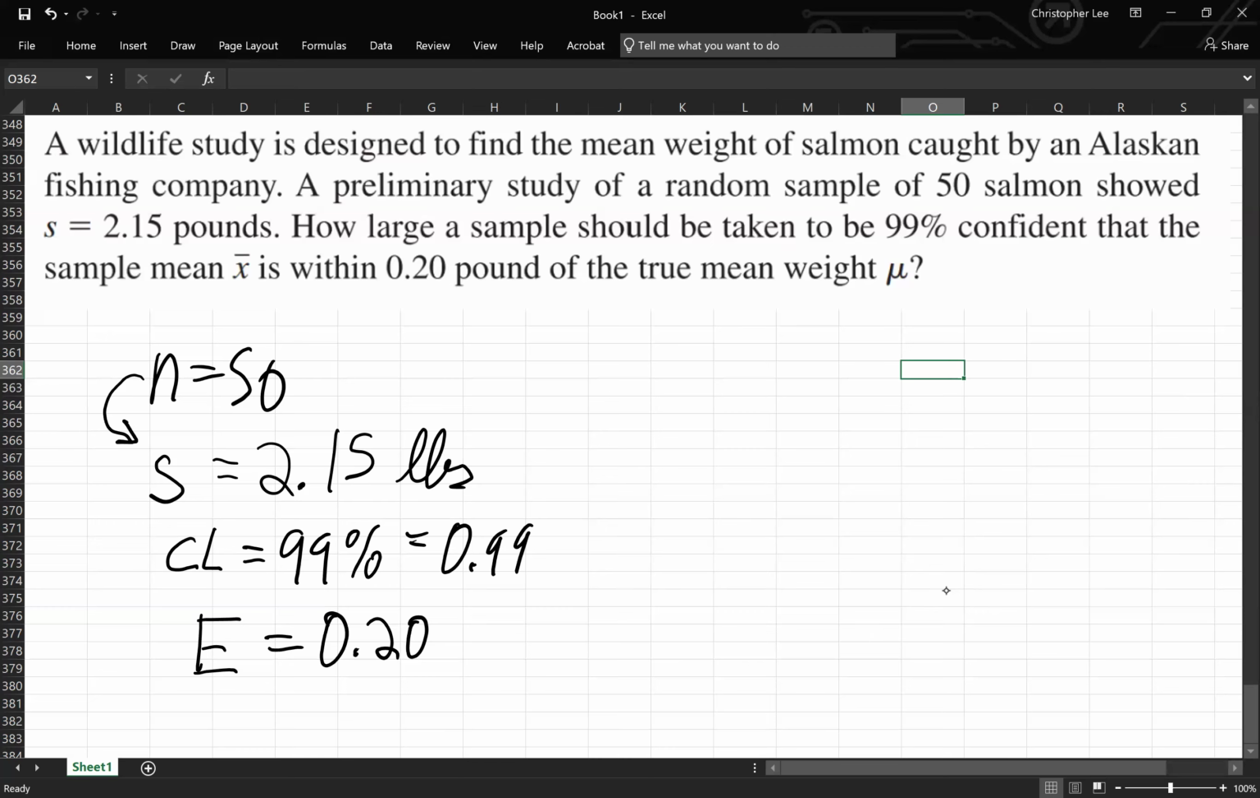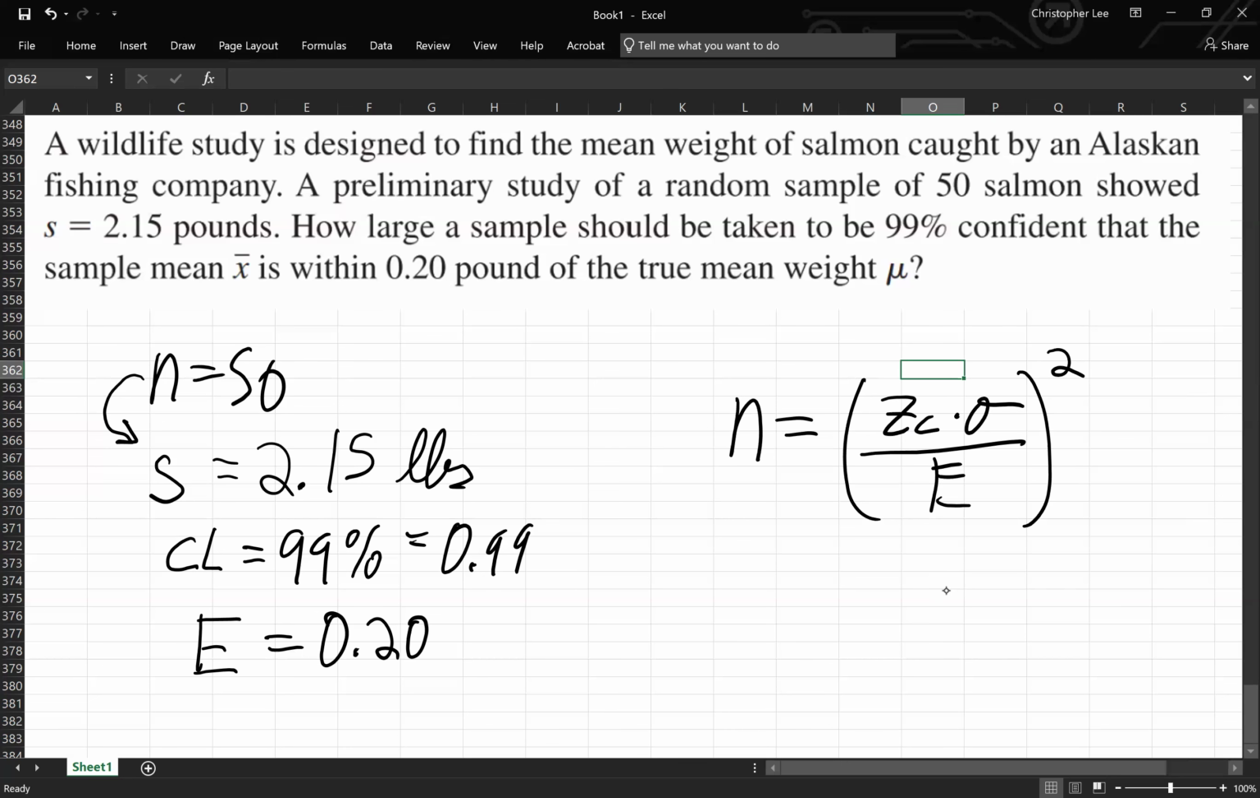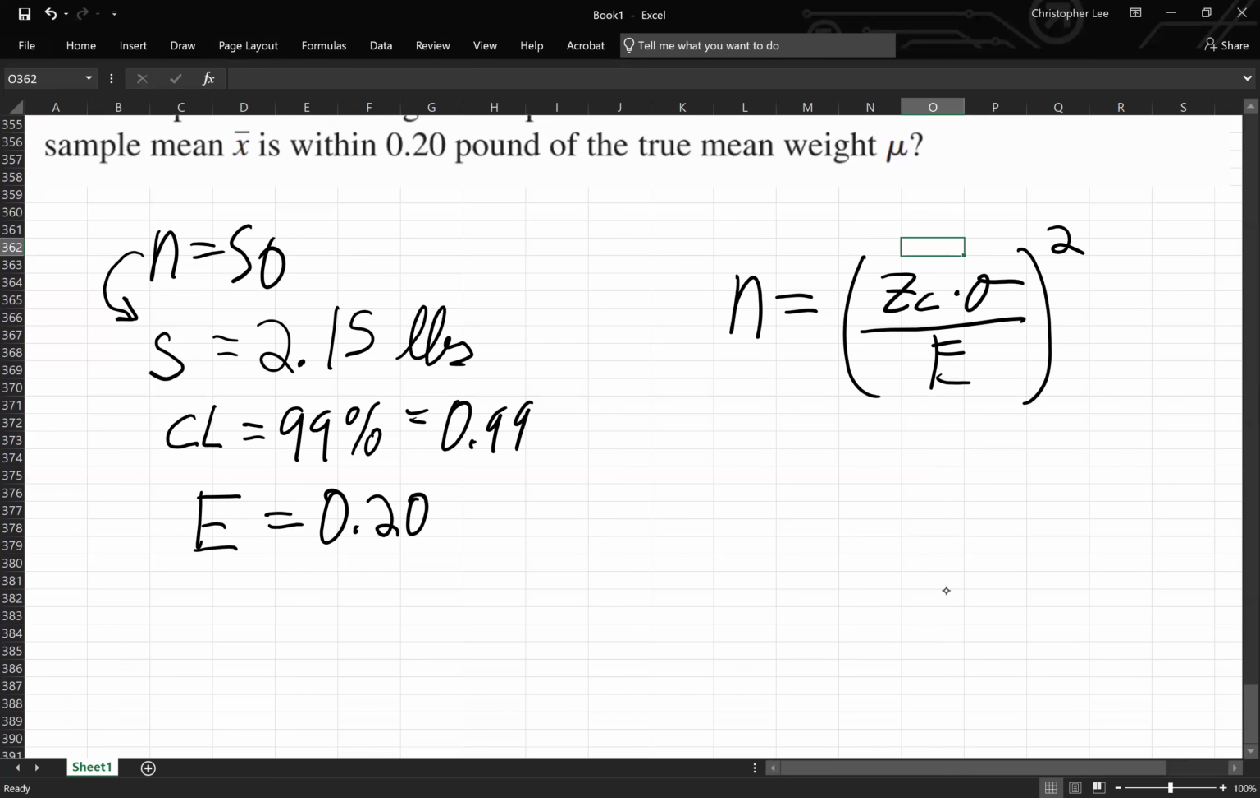Squared over E. So we've got to plug everything in. That's it, just plug it in. Z critical times sigma over the margin of error, squared, of course, and it's going to give you an answer. But we have to figure out what Z critical is, and how do I figure out Z critical?